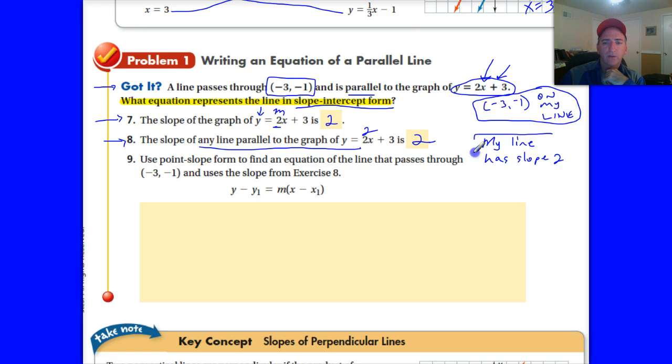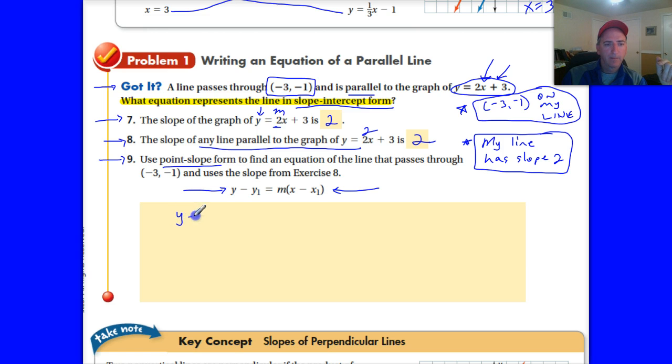Now think about it. If I know my line is slope 2, and I know that this point is on my line, do we have an equation that we can use to create an equation? Yes. This point-slope form. You can use point-slope form to create an equation if you know a point that is not the y-intercept and the slope. So I'm going to use point-slope form to create an equation. All right, let's do that.